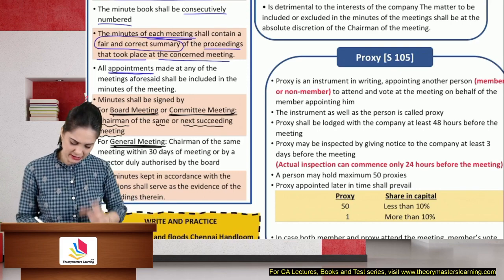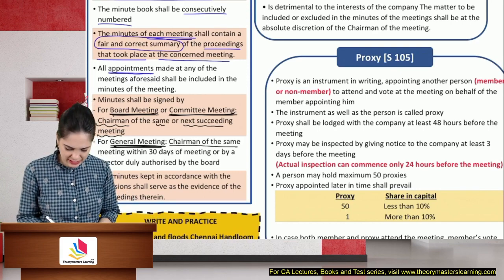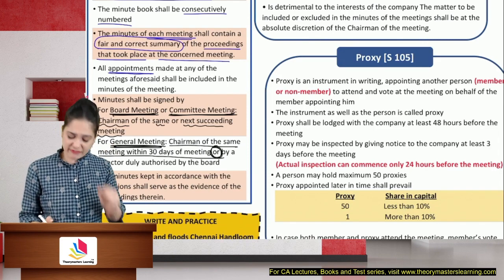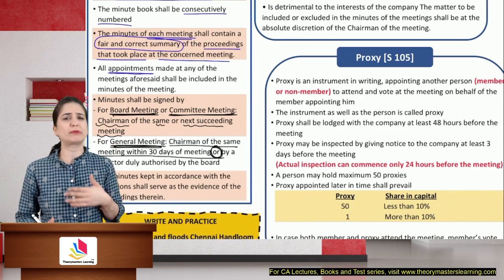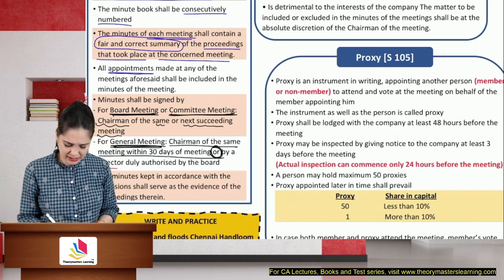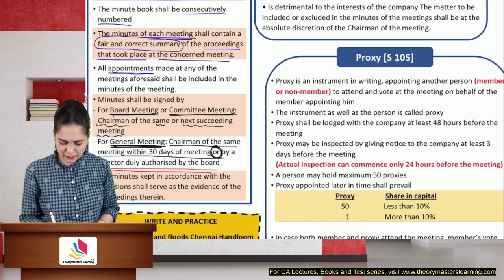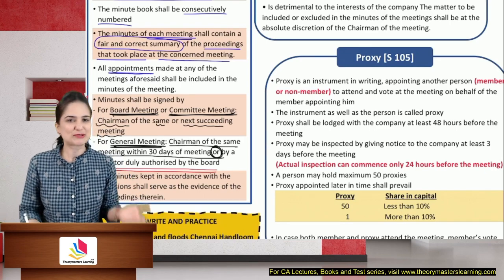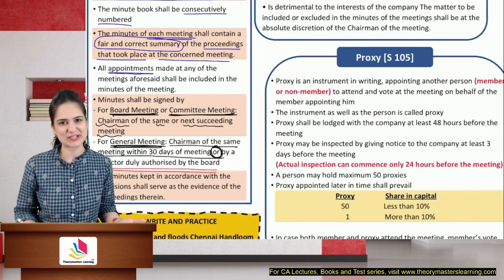In that case, the chairman of the same meeting will sign, preferably within 30 days of the meeting, or if the chairman is unavailable due to any reason like death, or maybe he's away, he's not in India, it may be signed by a director duly authorized by the board, because we cannot wait for the next annual general meeting. We cannot wait for the next extraordinary meeting, because we don't know when the next EGM will be held.